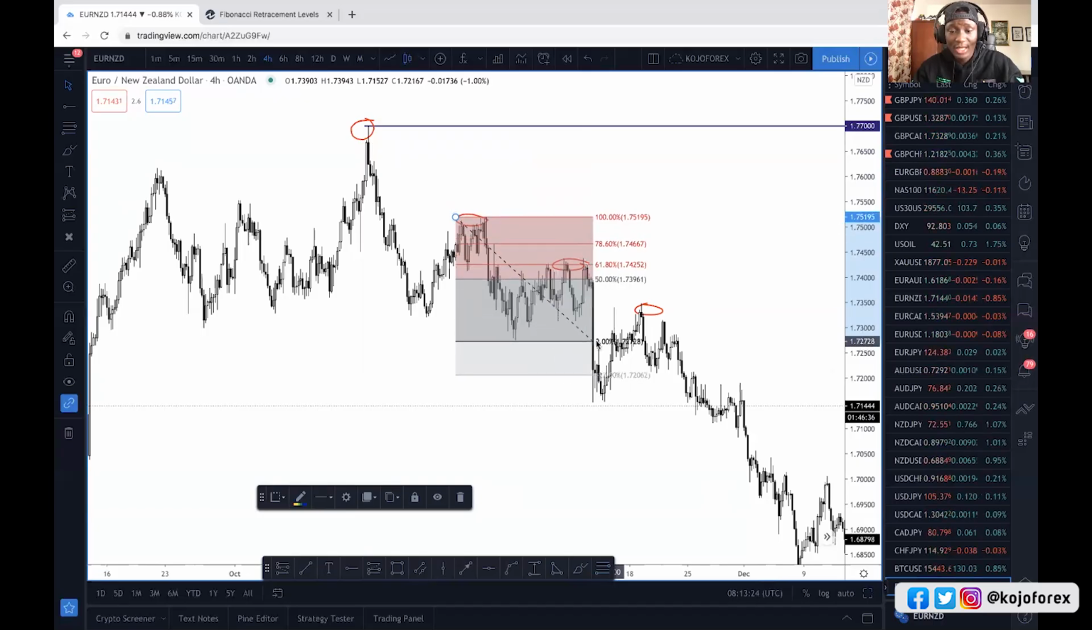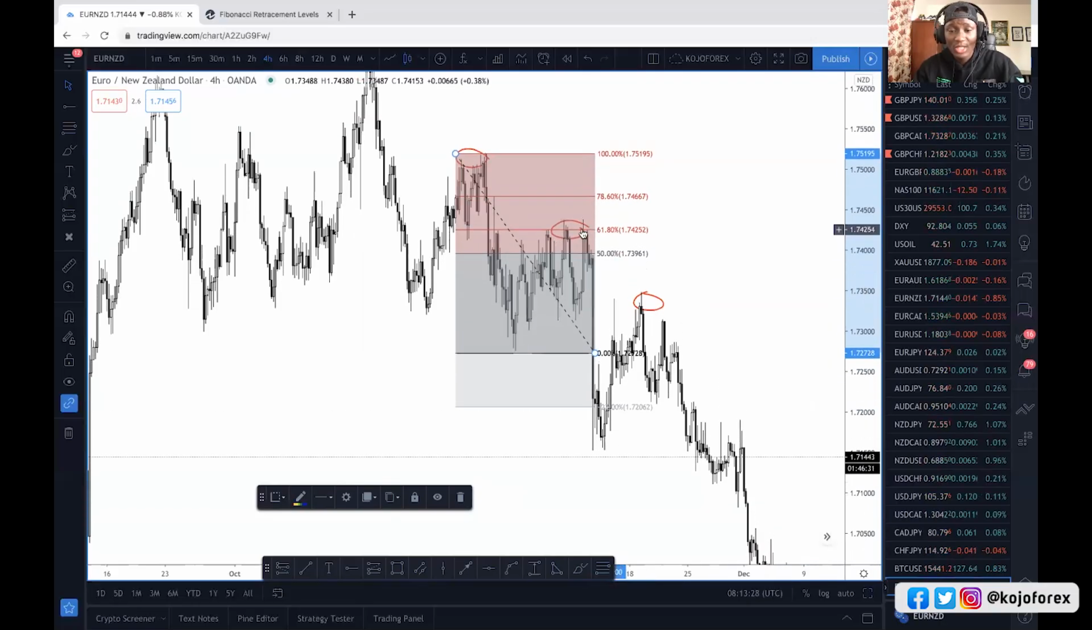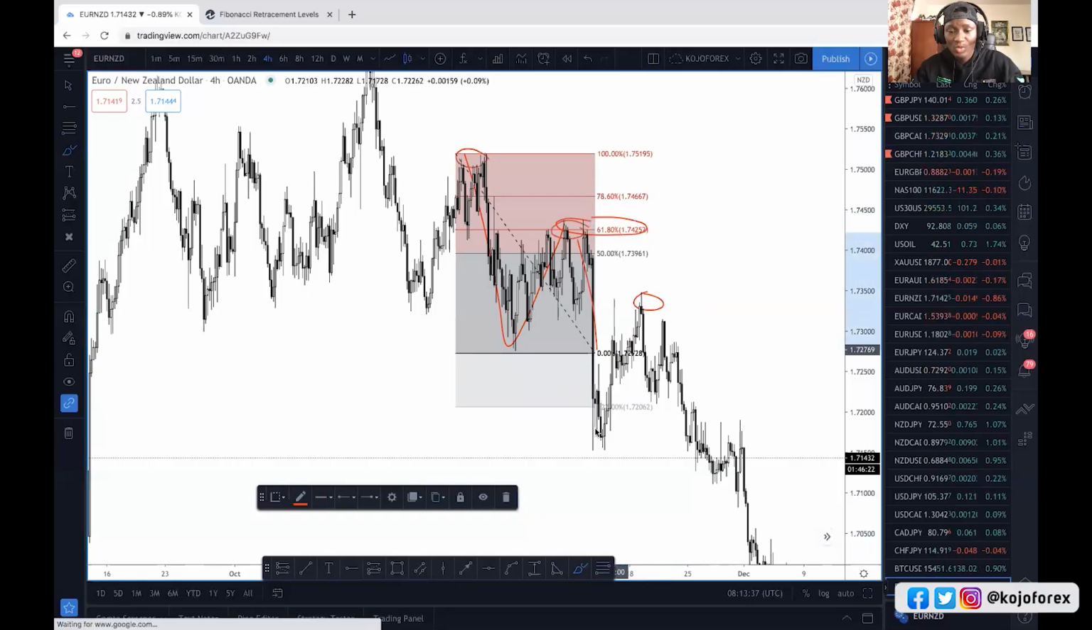And then when we extend it again, we can see that this time it wasn't reacting on the 50%, but the 61.8 retracement level. That typically means that the market swings from this point, pulled back into the 61.8 level, which is here, before it continued its movement all the way down.